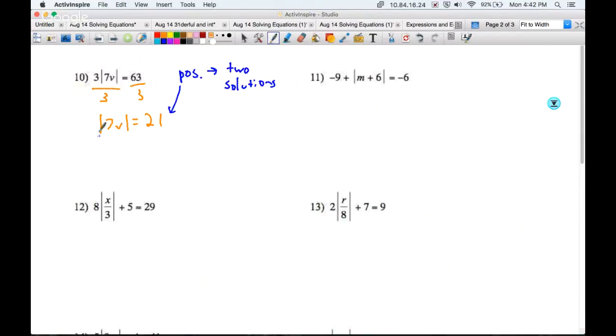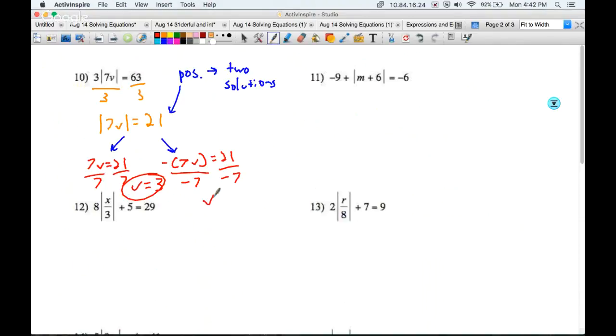All right, it's time to do the split. One case where I just drop them, 7v equals 21. One case where they become a negative parentheses. Negative parentheses, 7v equals 21. Divide by 7, divide by 7, v equals 3. One answer. Divide by -7, divide by -7, v equals -3. And we could write it like this, v equals plus or minus 3. That's fine if you want to write it that way for problems like this.